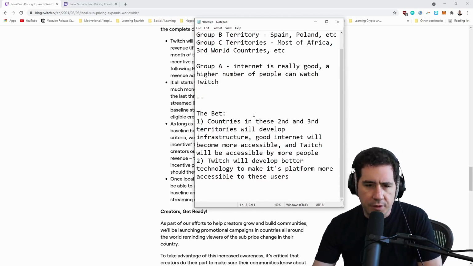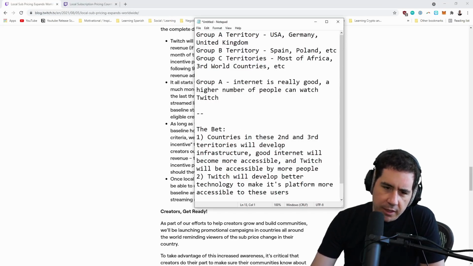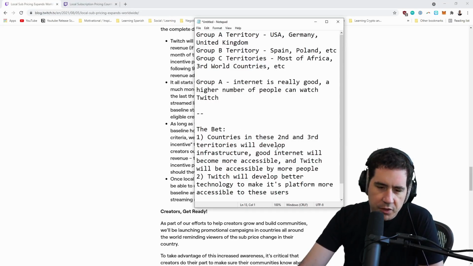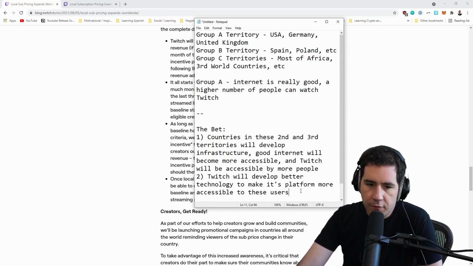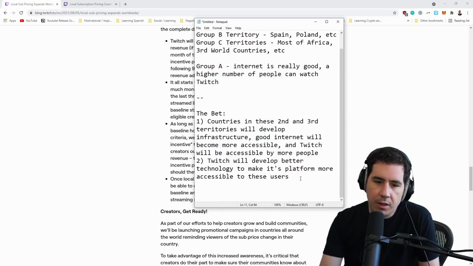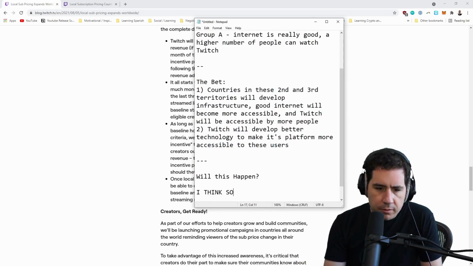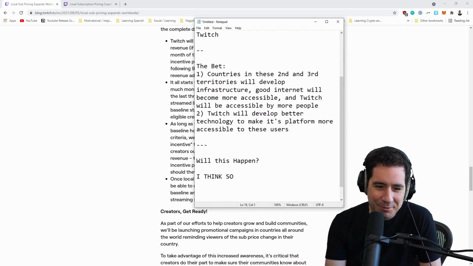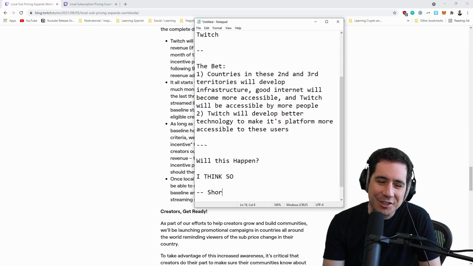And this is a multi-year expectation. So they're thinking that in 4 to 5 years or so, the amount of people that come into Twitch from second and third world countries will make these two things worth it enough that localized pricing will shore up the revenue for second and third territory creators. So will that happen? I think so. So that's where this ends up: I think in the short term, creators will lose revenue.